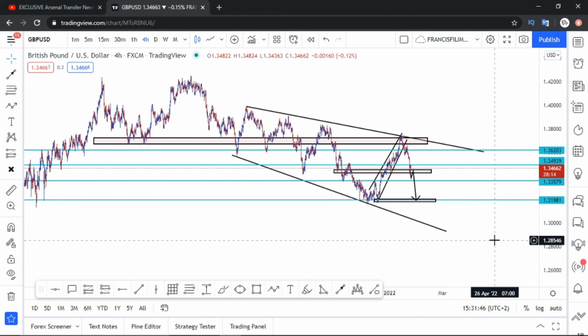These are the pairs. So we've analyzed GBP USD, USDJPY, and NZDJPY, guys. I hope you learned something from this.